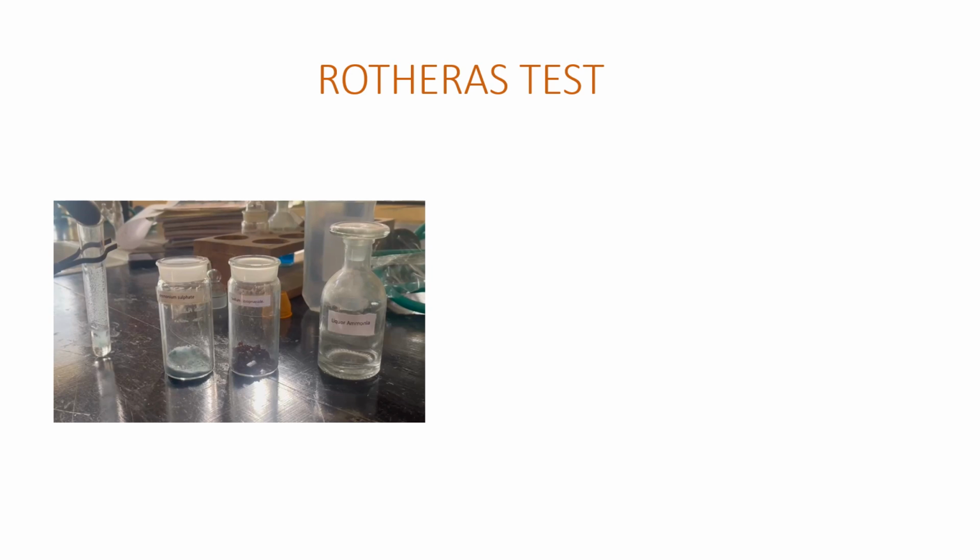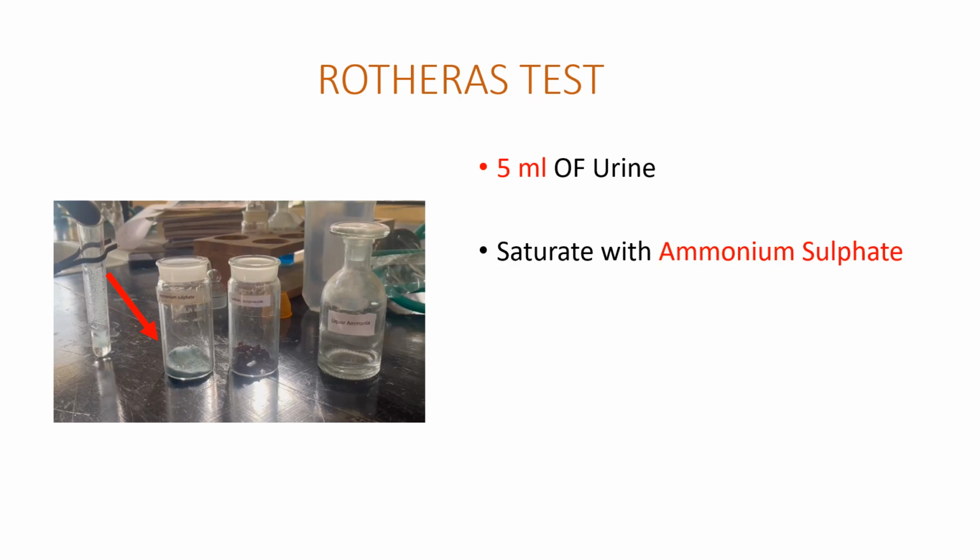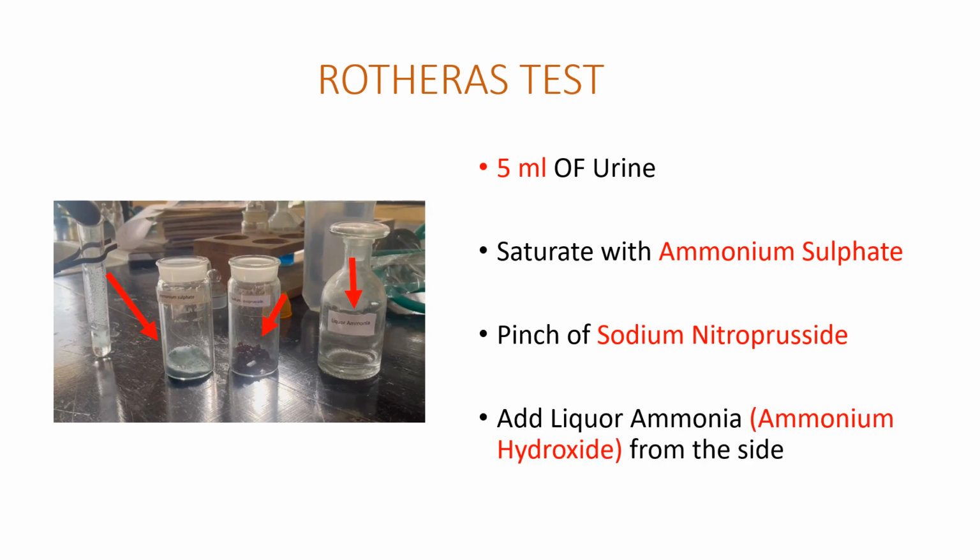For Rothera's test, you need three things. Initially you need 5 ml of urine. Then you need this crystal looking thing which is called ammonium sulfate, so you saturate the urine with ammonium sulfate. You take urine and you put this ammonium sulfate and you try to saturate it. Then you also see these little brownish crystals. These are called sodium nitroprusside. And along with that you need liquor ammonia, which is nothing but ammonium hydroxide, a very good alkaline material.